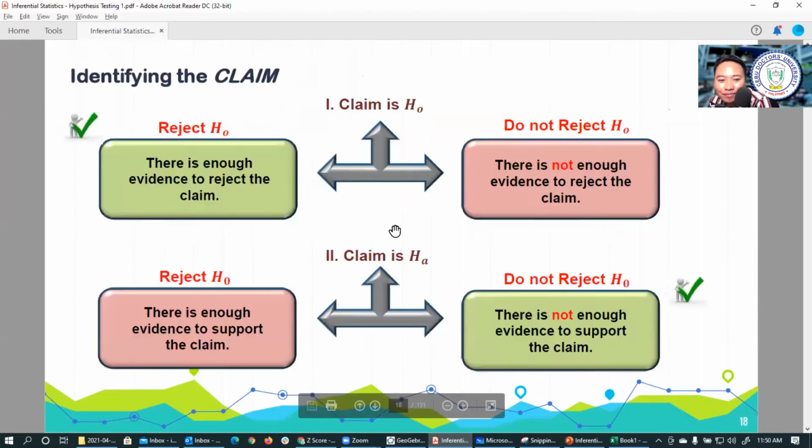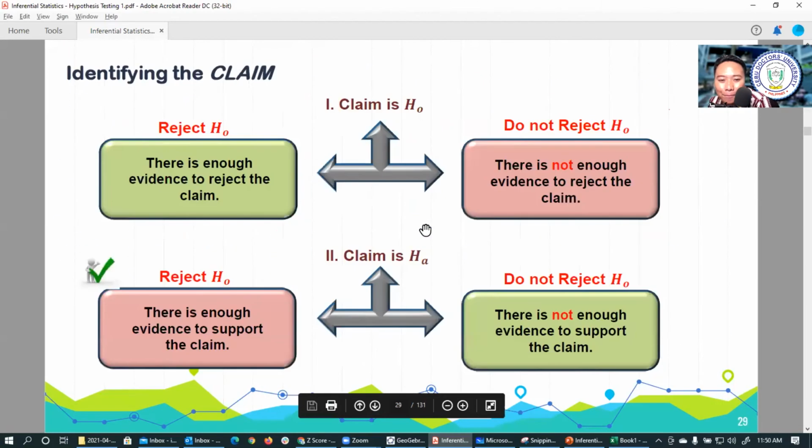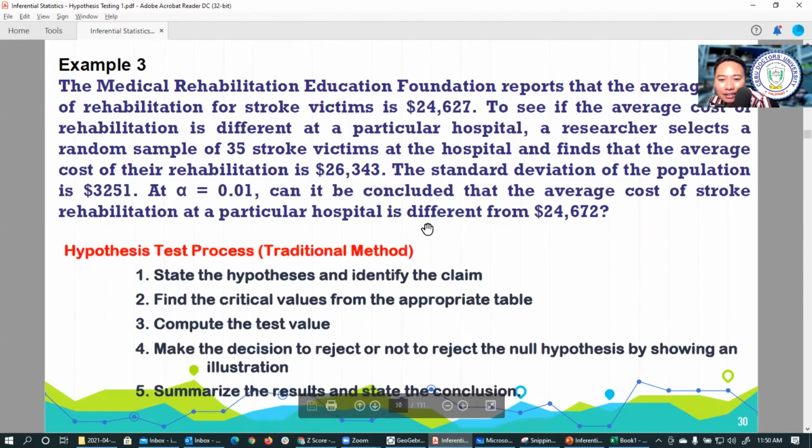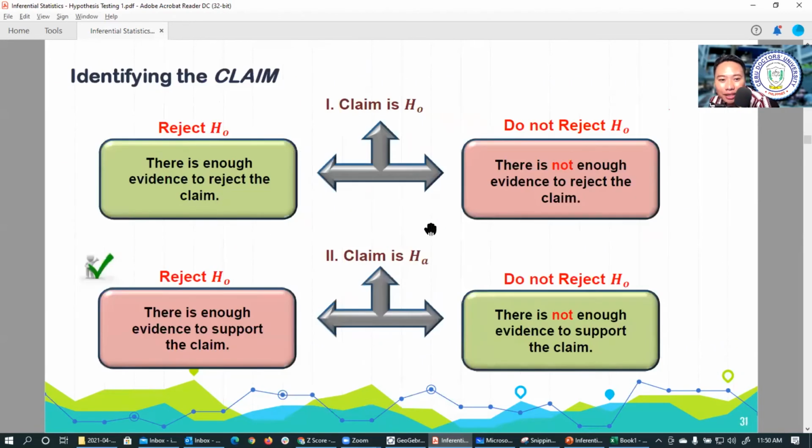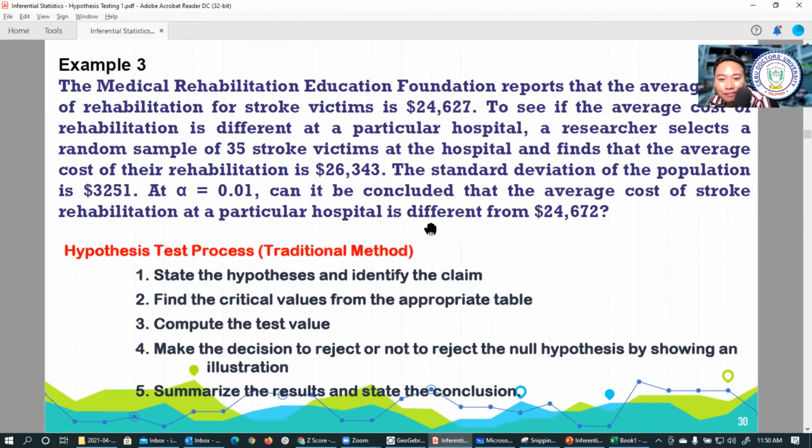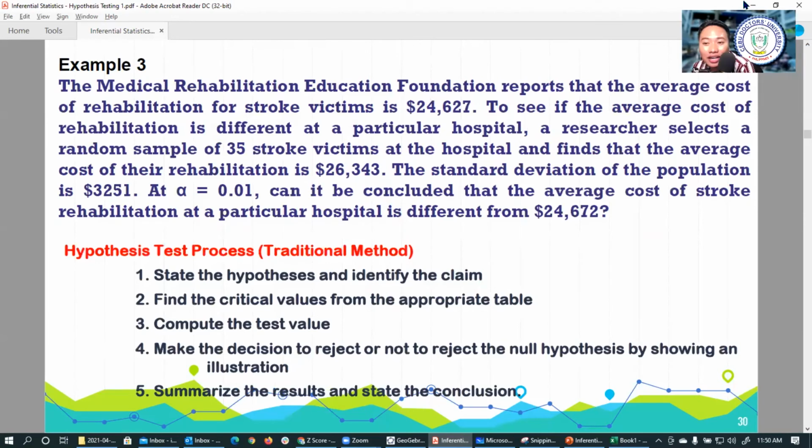Sige. As for the assignments, by the way, this is going to be, kindly take a screenshot, everyone, for this item here. The Medical Rehabilitation Education Foundation reports that the average cost of rehabilitation for stroke victims, so this is now related to your field in the future. You're going to be like doctors. And I'm so excited for you guys.